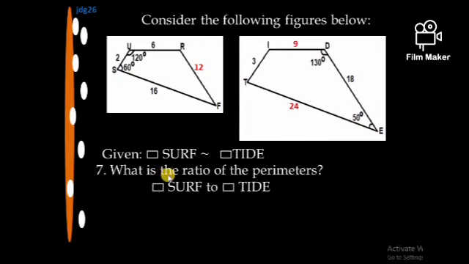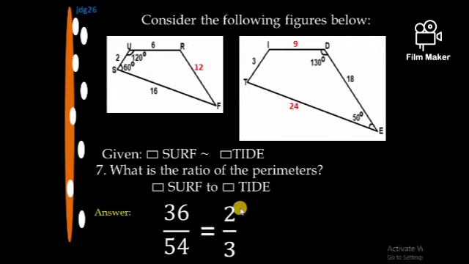Number 7. What is the ratio of the perimeters? Quadrilateral SURF to quadrilateral TIDE. Naalala niyo ba kung ano ang perimeter ng quadrilateral SURF? Tama, 36. Ang quadrilateral TIDE? Tama, 54. So, ang ratio ng perimeters ay 36 over 54. Get the lowest term. We have 2/3. So, the ratio of the perimeters is 2/3.